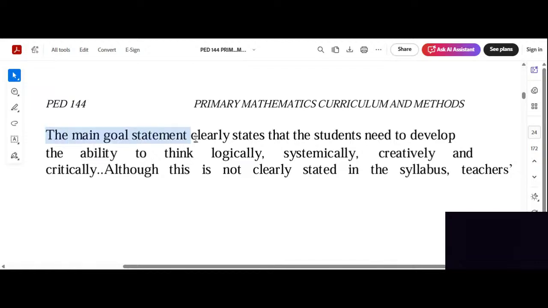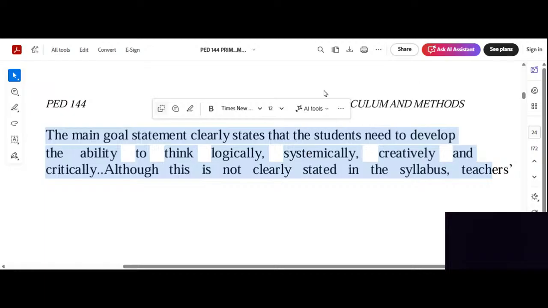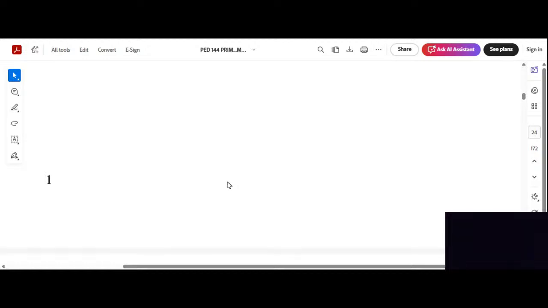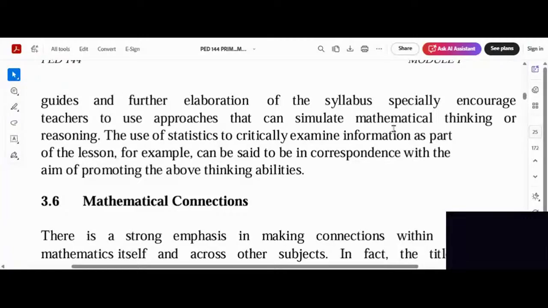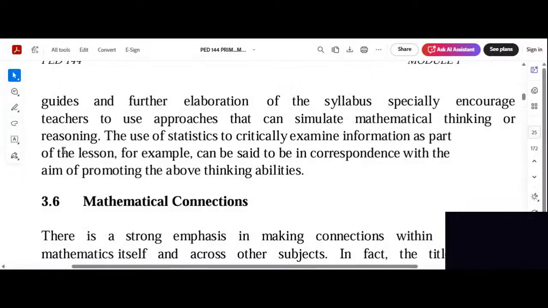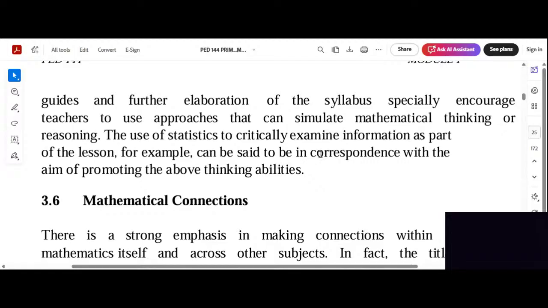We'll read first. The main goal statement clearly states that the students need to develop the ability to think logically, systematically, creatively, and critically. Although this is not clearly stated in the syllabus, teachers, okay, excuse me, teachers what? They left a whole page blank. This is funny. Now, teachers' guides and further elaboration of the syllabus especially encourage teachers to use mathematical thinking or reasoning. The use of statistics to critically examine information, for example, can be said to be in correspondence.